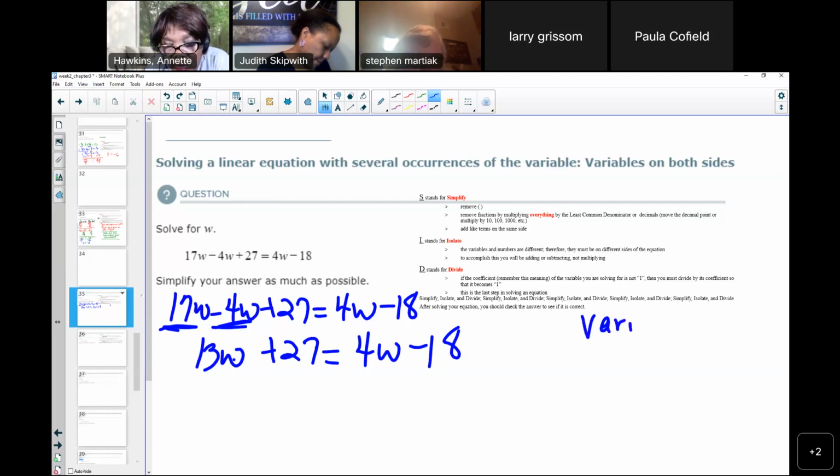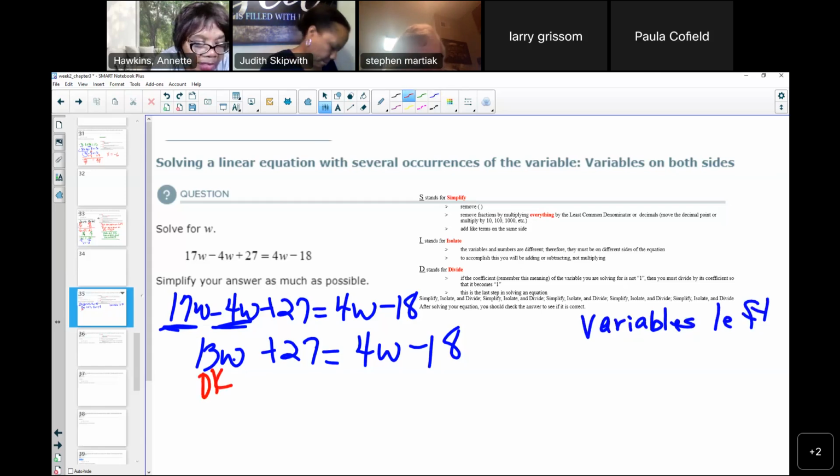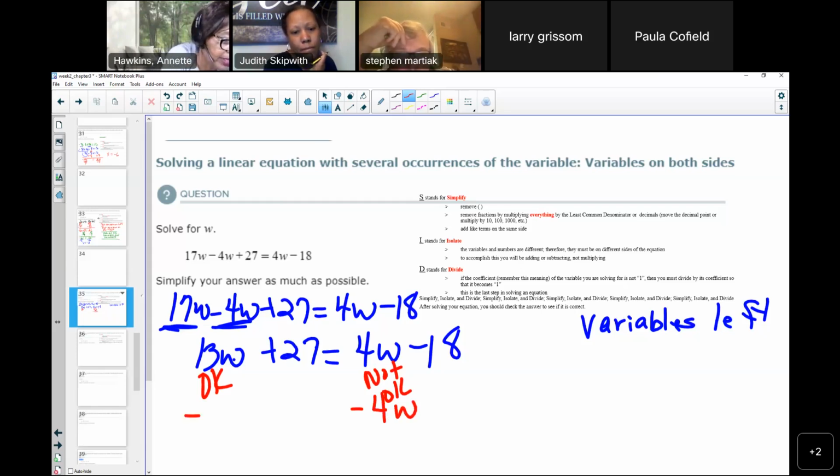So variables on the left. Let's focus on that. So this is the left side. This is okay. This is the right side. This is not okay. And because this is not okay, I need to get it off that side. All the variables need to be on the left. This is a positive 4W, so therefore to undo that, I need to do negative 4W to both sides. 13 plus negative 4 is 9.